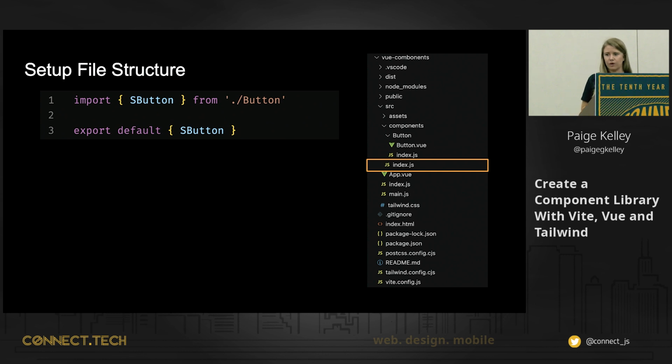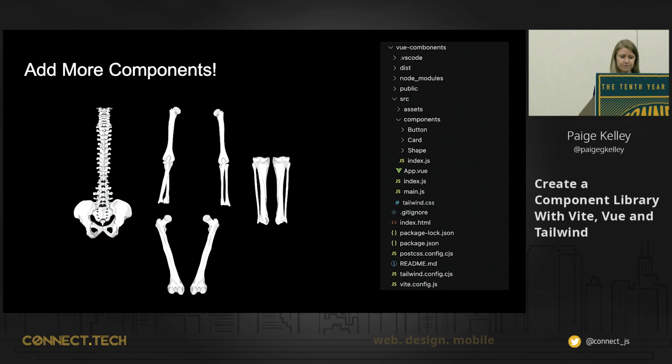All right. Next, we have one more file that we need to go over, and that is an index.js that's going to be in the root of our components folder. This is just going to export out all of our individual components together. It's looking a little empty right now because all we have in here is a button component. So let's add some more components.